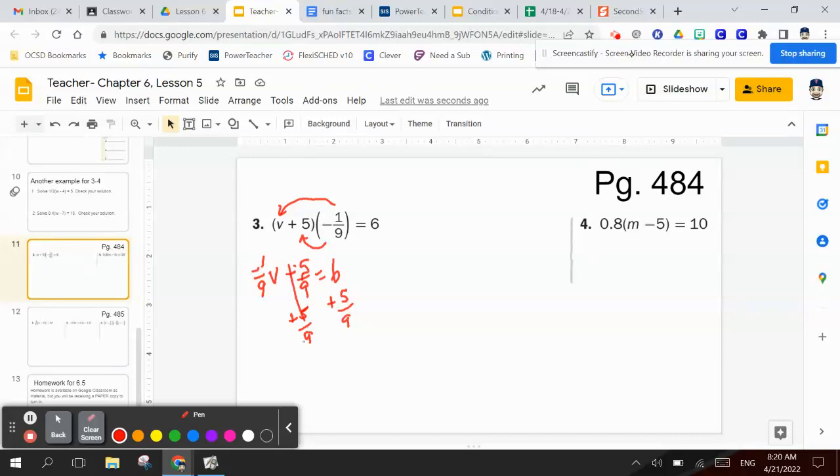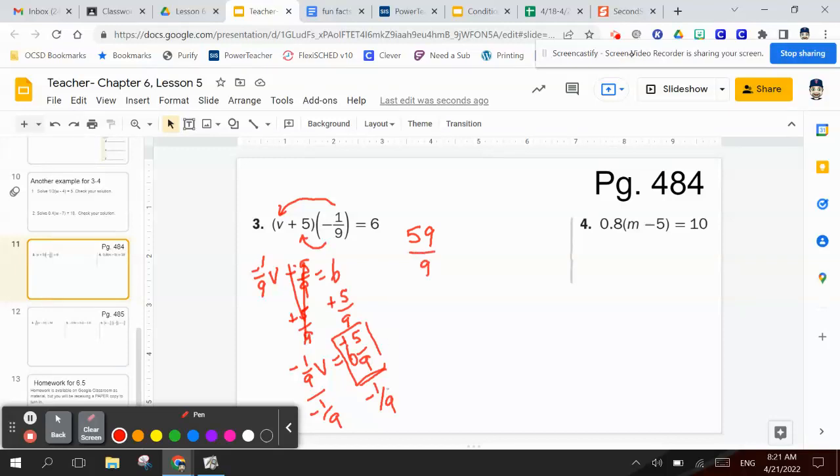5/9 minus 5/9 is 0. I'm left with a negative 1/9 v equals 6 5/9. So now I want to divide each by negative 1/9. So when I do this, I'm going to change 6 5/9 into an improper fraction. So 9 times 6 is 54, plus 5 is 59. My denominator stays the same, which is 9.